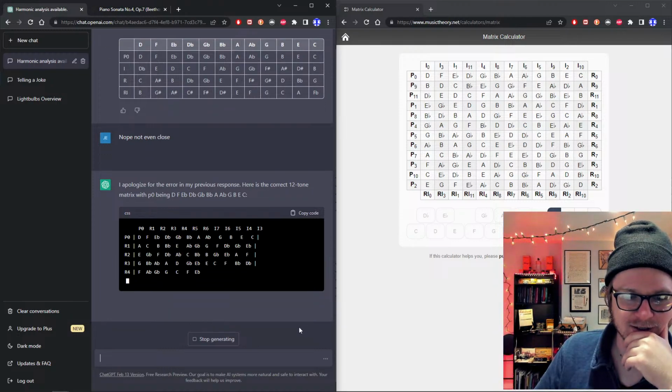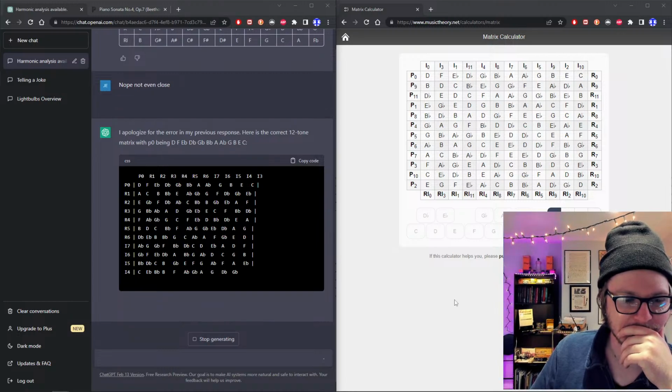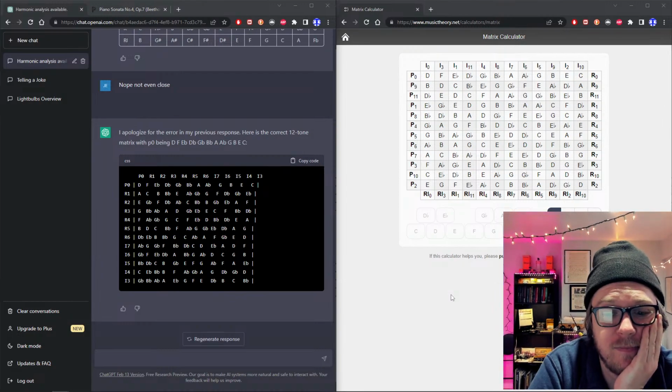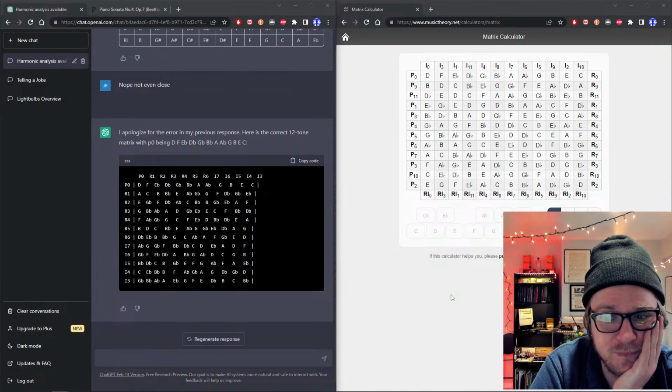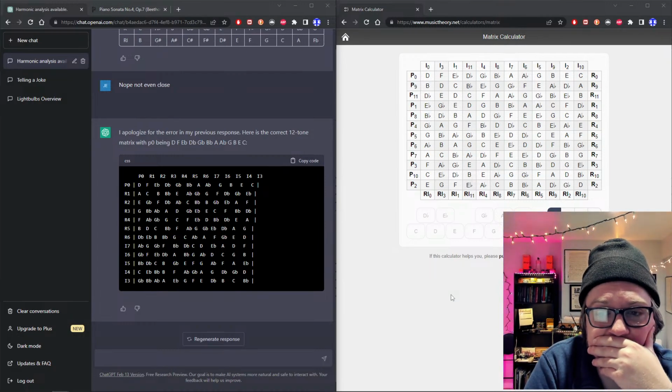Okay, here we go. It's actually trying. Okay, oh my gosh, I actually have to look at this. It's been so long. So RI1 should start with D flat. I don't know. It tried a lot better. So okay, R1, it's in the wrong order. Retrograde 1 should begin with F.